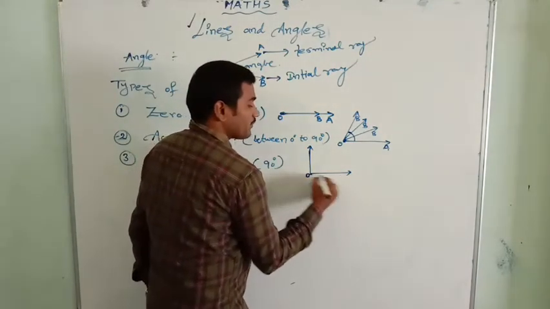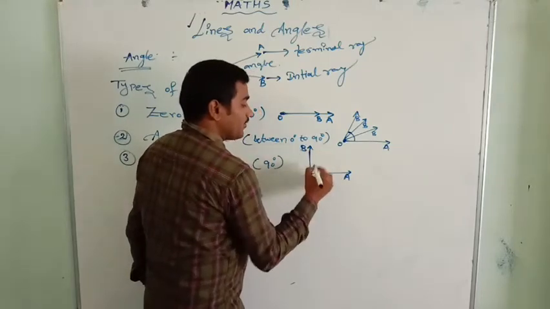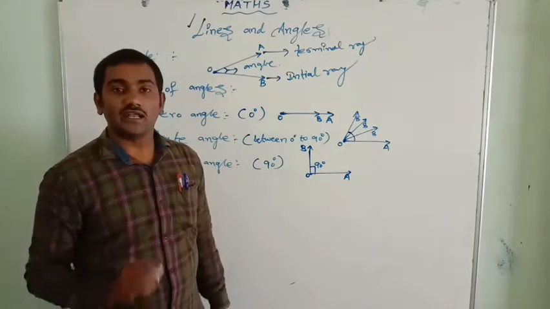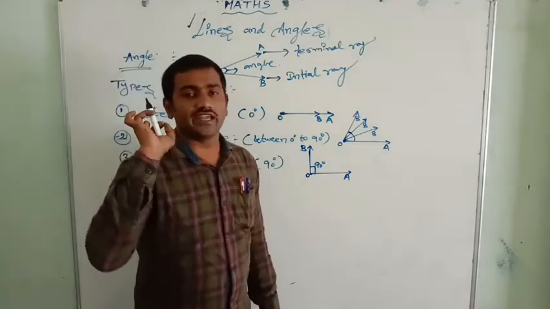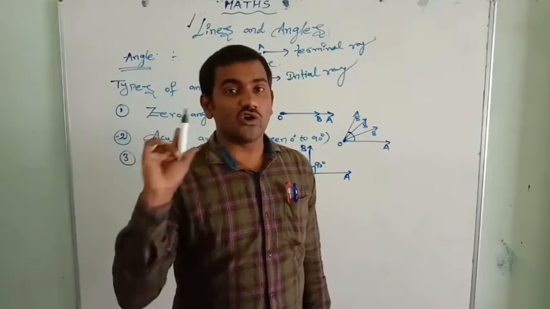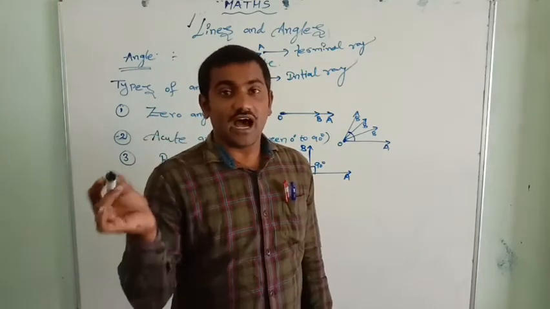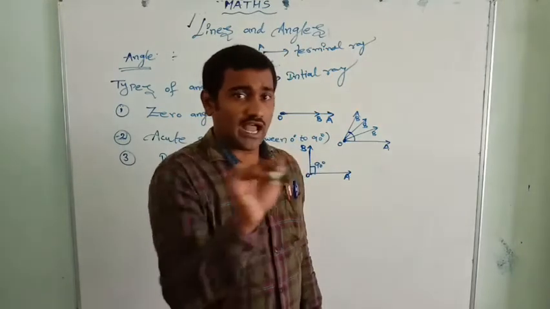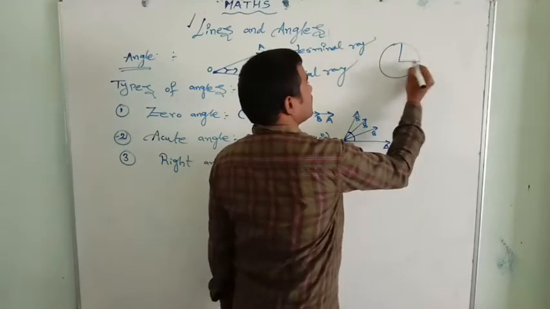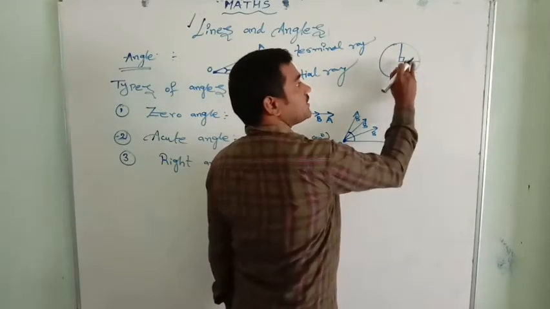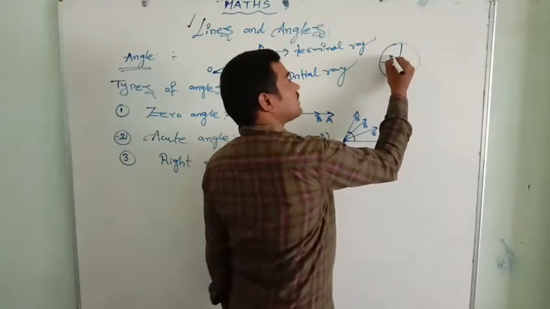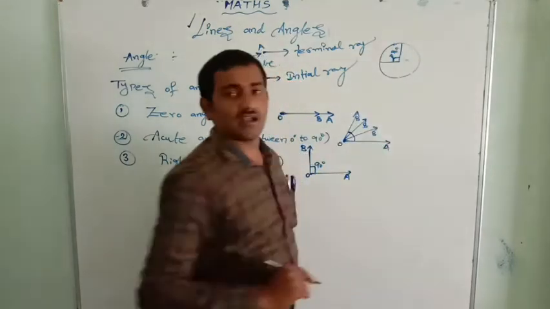Suppose this is O and A, OA and OB. This angle is 90 degrees. So here is a right angle. You can see the right angle very easily. We can identify the right angle, it will be in the L shape. So exactly 3 o'clock or 9 o'clock, the angle in the clock is also 90 degrees.